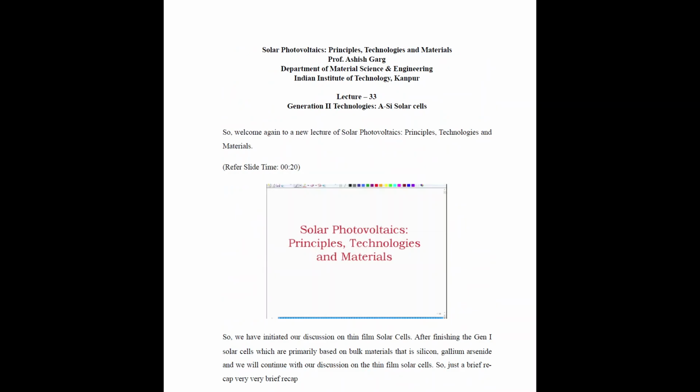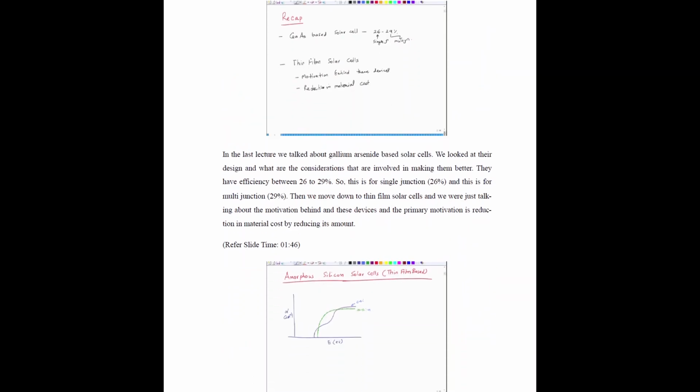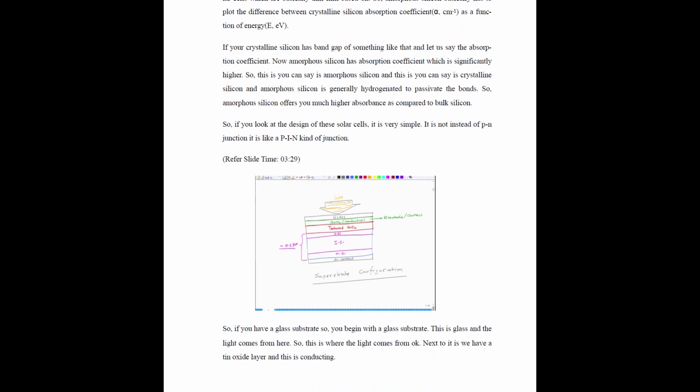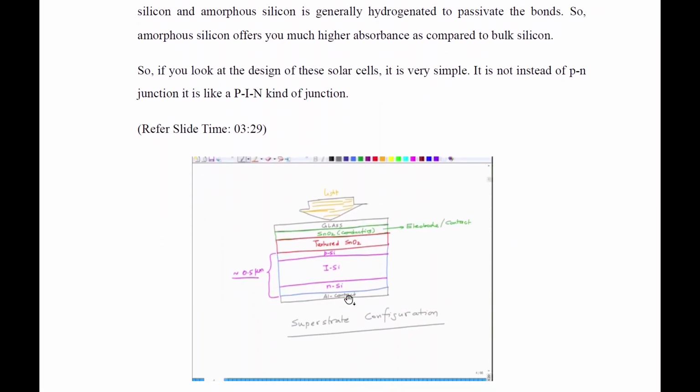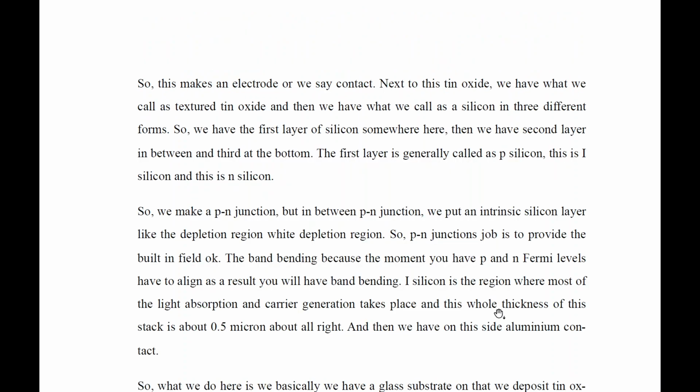And then sir talked about a silicon solar cell. This is a recap of them. This is a basic structure. If you can see, there is a glass, then a SnO2 conducting layer, then a textured SnO2, P silicon, then this is I, then N silicon, then an aluminum contact, and the thickness is nearly around 0.5 micrometer. So this is a superstrate configuration of a PIN kind of junction.